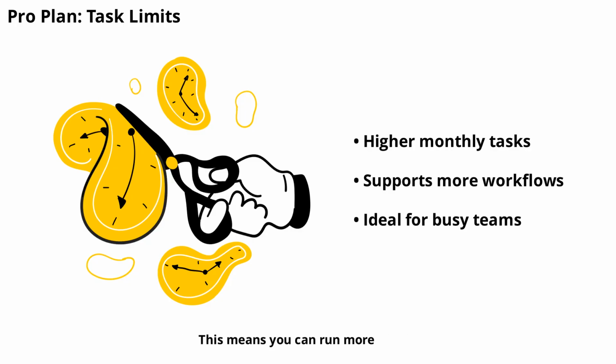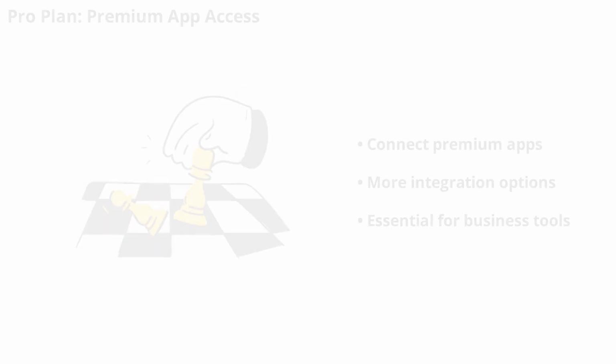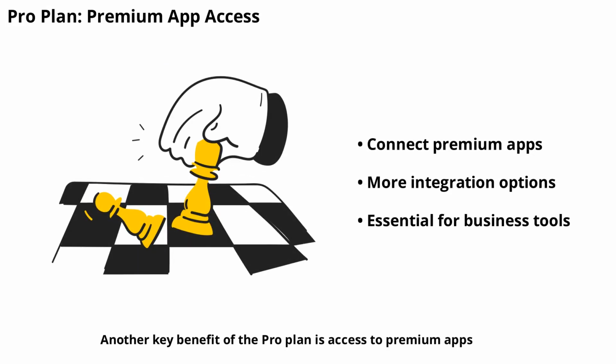The Pro plan offers a significantly higher monthly task limit compared to the Basic plan. This means you can run more automations without worrying about hitting a cap. For businesses with moderate to high automation needs, this is a crucial advantage, ensuring your workflows keep running smoothly throughout the month.